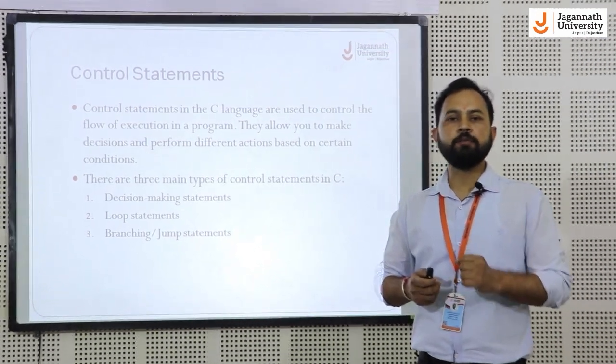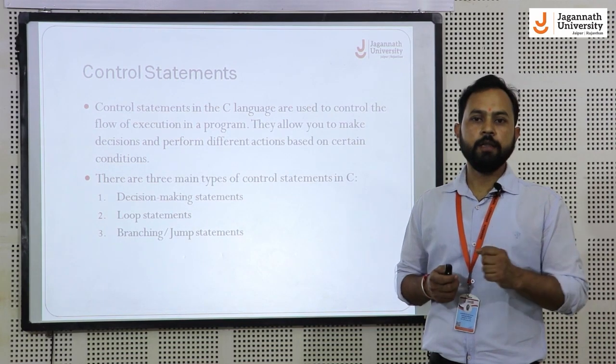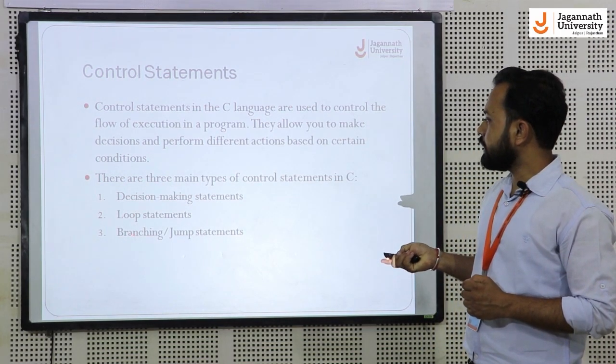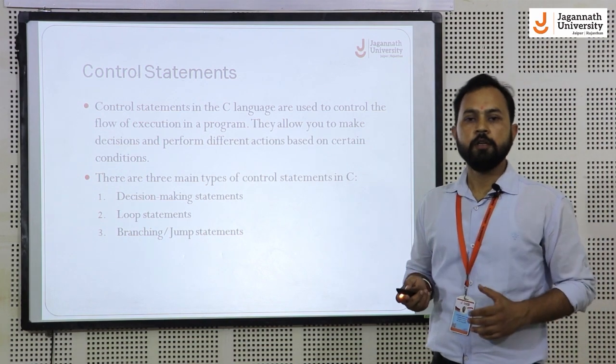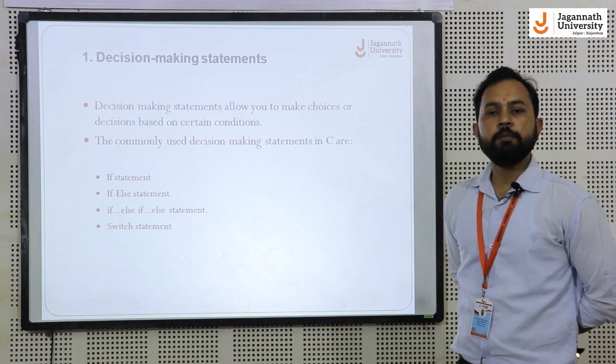So, there are three types of control statements that control the flow of execution. One is the decision making statements, then the loop statements, and then the branching statements. We will discuss them one by one. First we are taking the decision making statements.